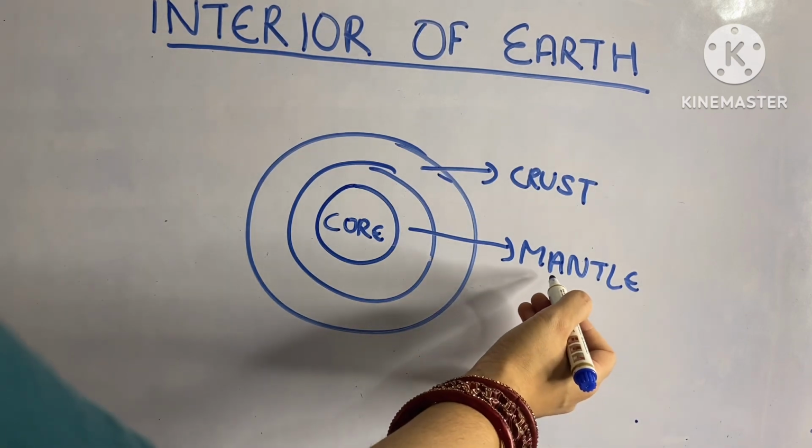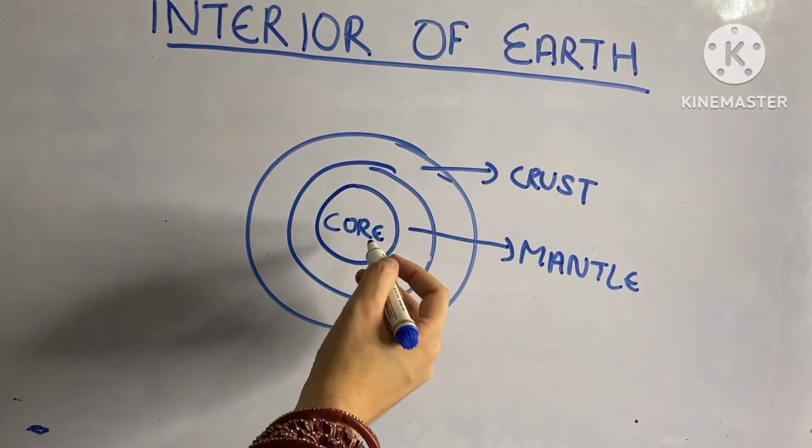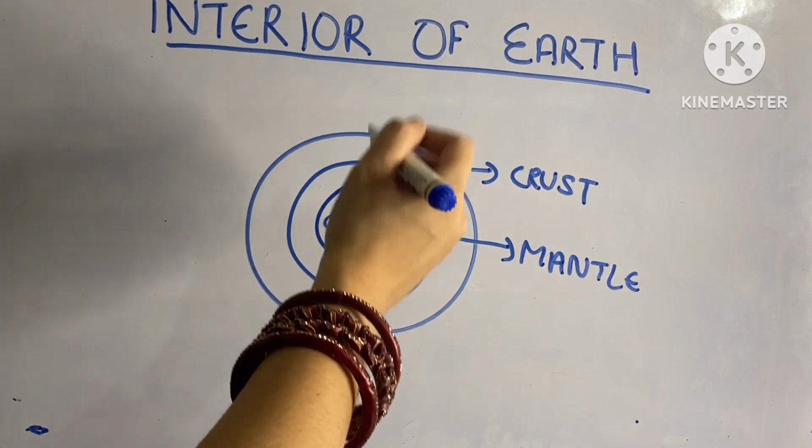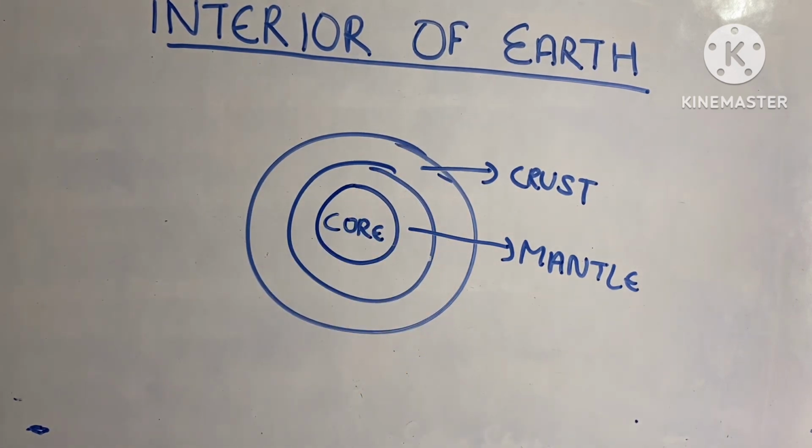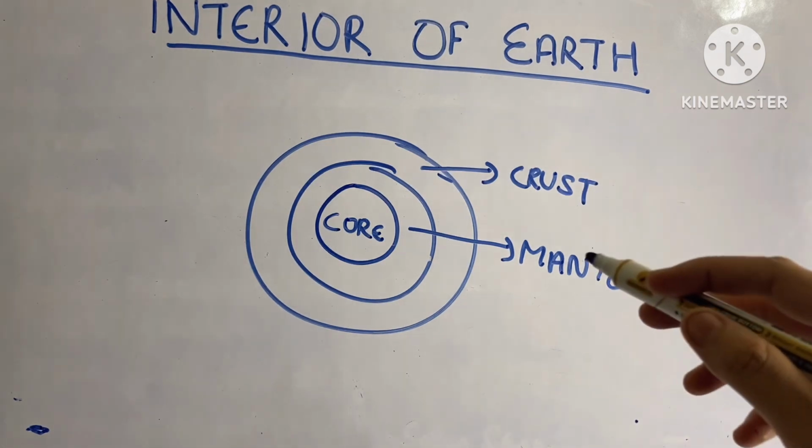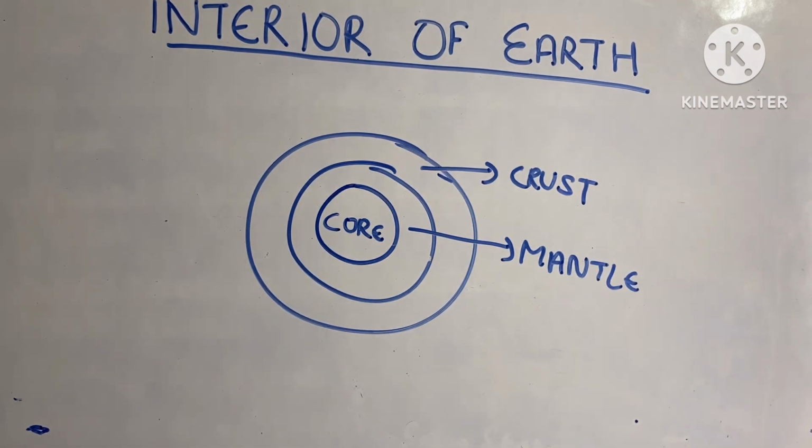Mantle is further divided into upper mantle and lower mantle, and core is also divided into upper core and inner core. So we know that earth is divided into concentric layers. These layers are known as crust, mantle and core, and the radius of earth is greater than 6000 km, and therefore the study of interior of earth is very difficult.